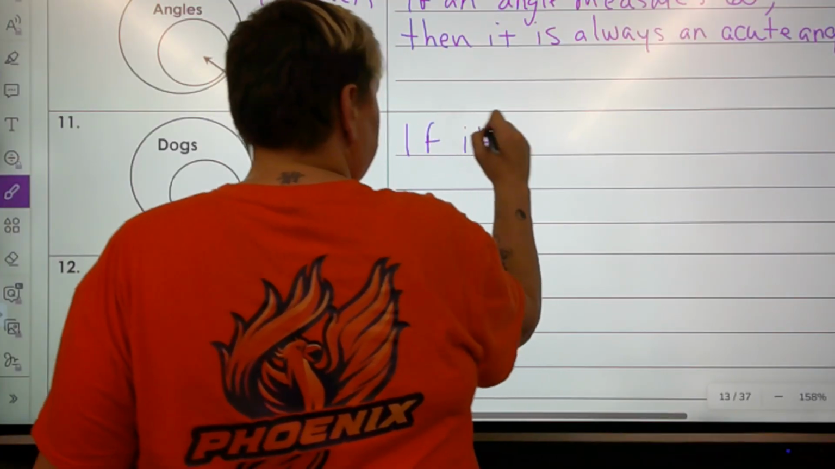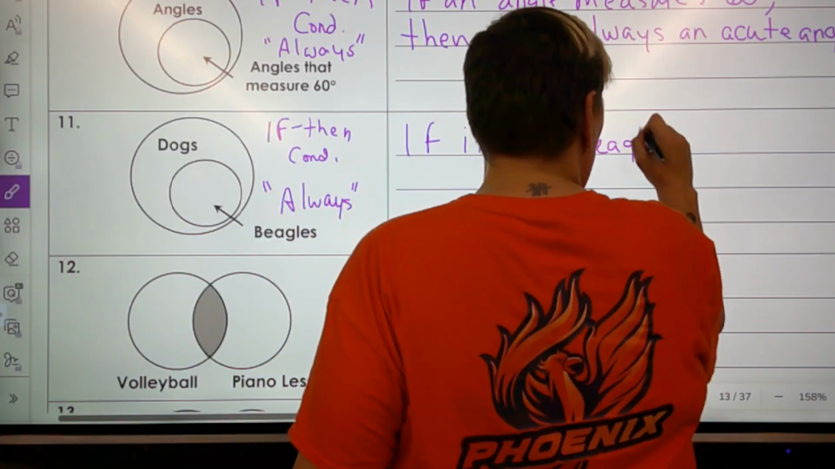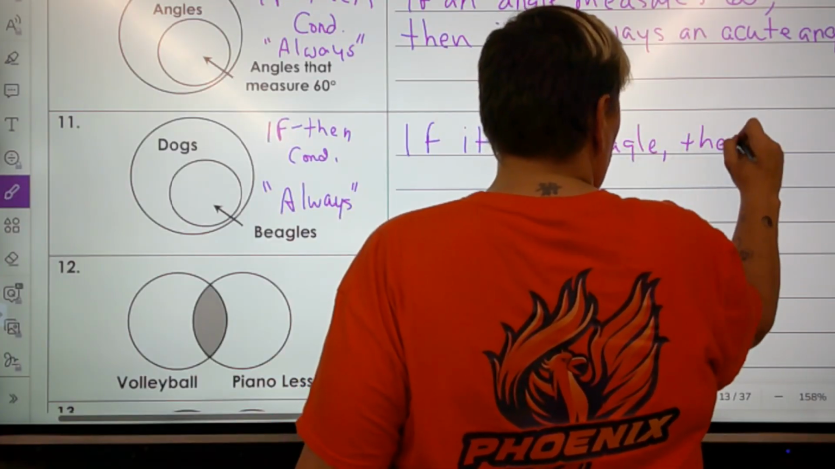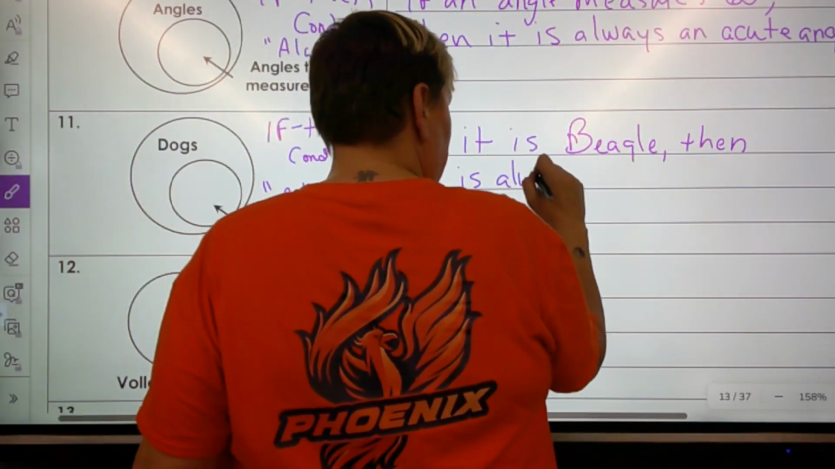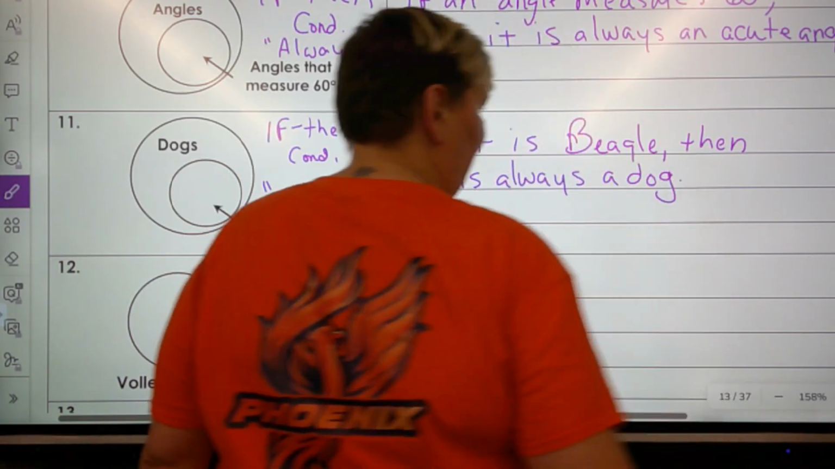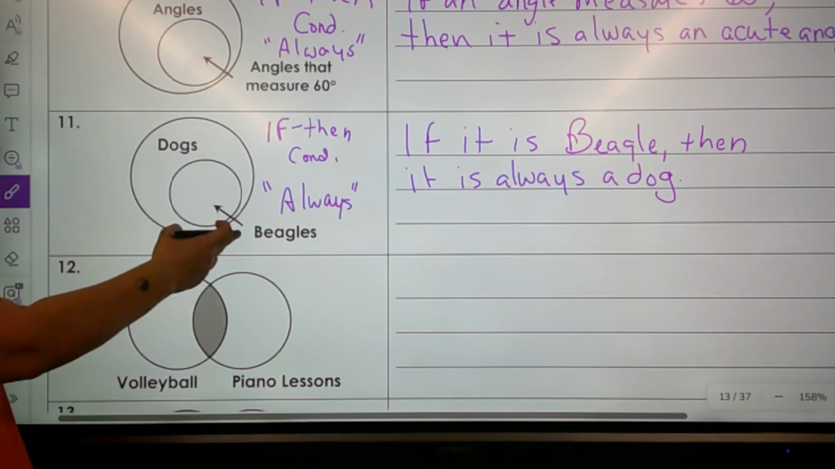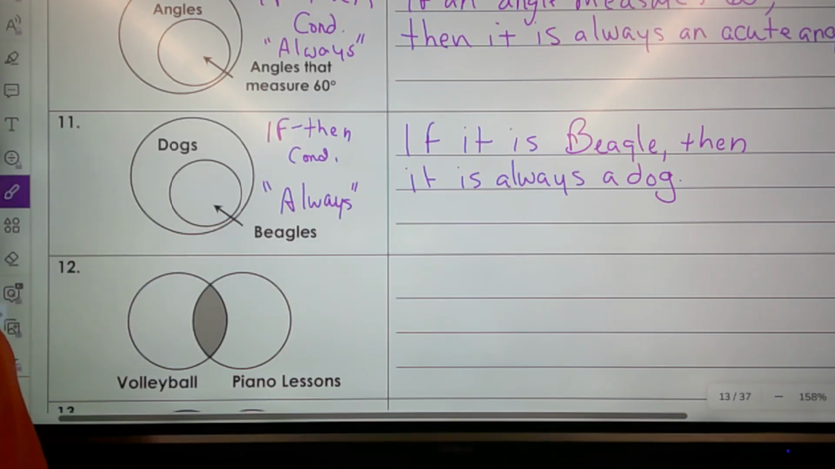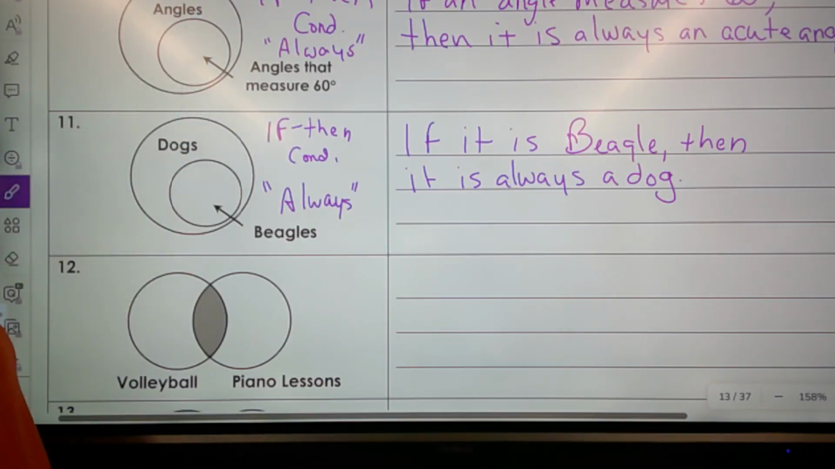If it is a beagle, then it is always, that's our keyword, a dog. If it's a beagle, then it's a dog. There are no beagles that aren't dogs. There are no 60-degree angles that aren't acute angles. They go inside each other. It's always.